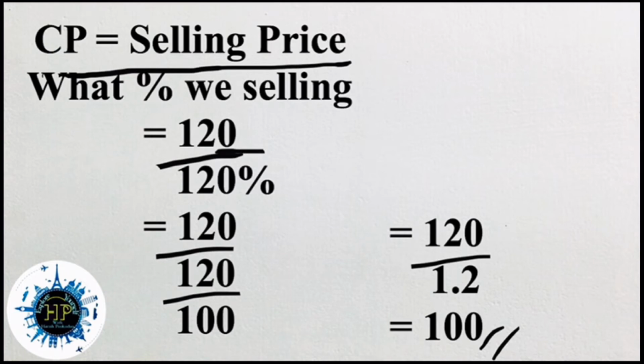So here the formula is cost price is equal to selling price divided by what percentage we are selling. Here he is selling at 20% profit, that means 120% of cost price. So the equation will be 120, that is the selling price, divided by 120%. 120% is 120 divided by 100. Solving that, we get 120 divided by 1.2, which is equal to 100. So 100 is the cost price.